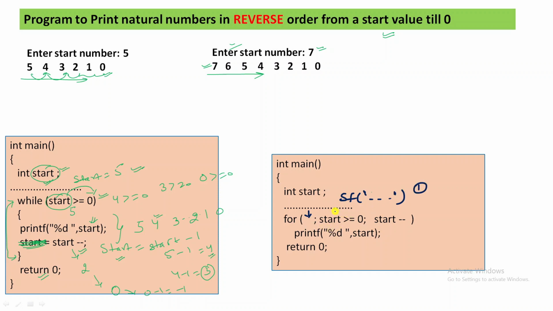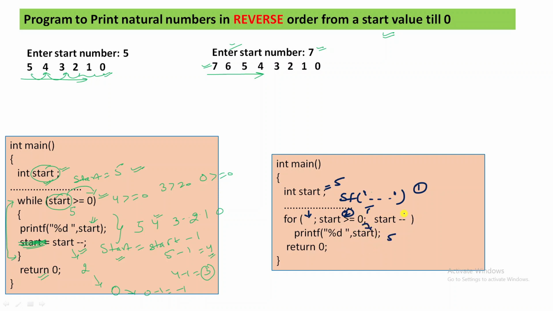So next, this is the first thing. Then after initialization you have to test the condition whether 5 is greater than or equal to 0. You will say yes. I am assuming that we have given the start value as 5 via scanf. So 5 is greater than 0, you will say yes. This is the second step. And if this is true, start greater than or equal to 0, you will print 5.